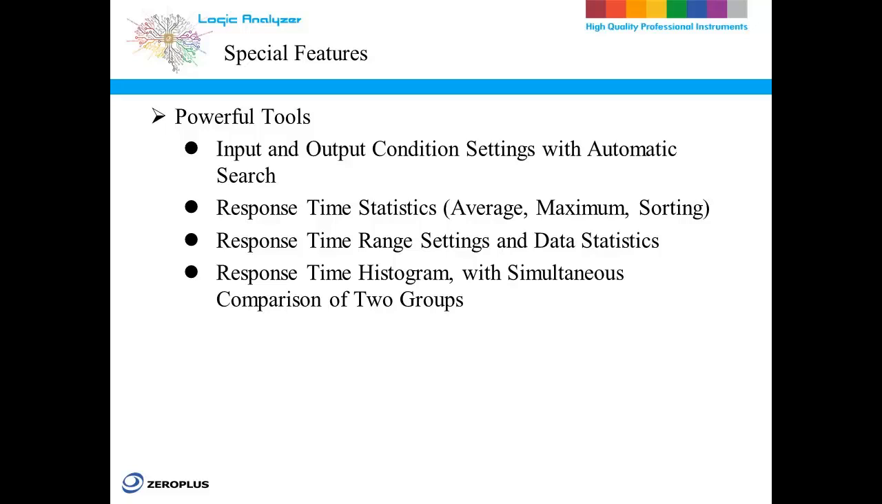You can set specific response time ranges too, and the system will crunch the numbers for that section for you. No need to calculate it all yourself, which saves a ton of time. And the best part? It's got this response time histogram that lets you compare two groups side by side. That kind of comparison is honestly so practical.